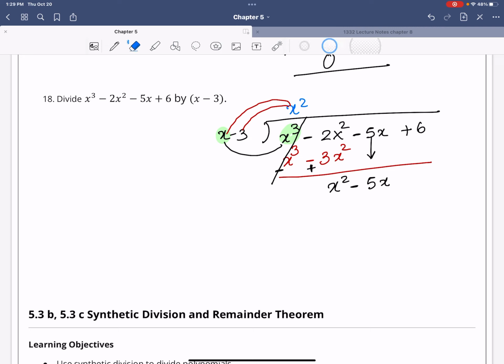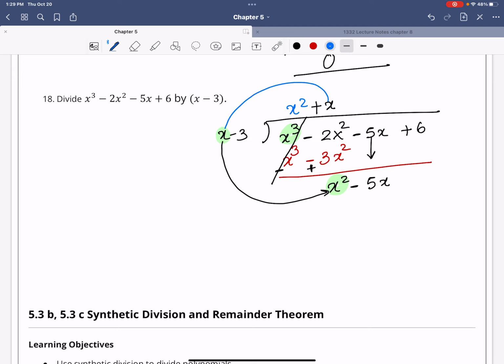And now I'm going to go ahead and erase these things so it's not confusing. Now what do I do? I circle my first term, and I'm going to see how many times x goes into x squared, which is positive x times. Once I have that, I'm going to multiply x times x and x times negative 3. X times x is x squared, and x times negative 3 is negative 3x.